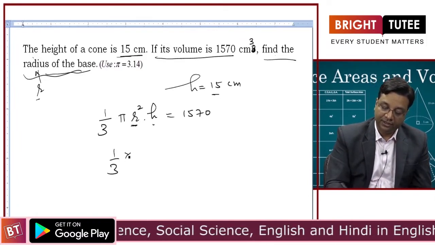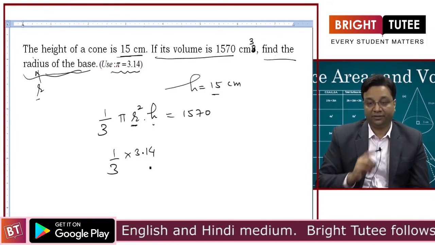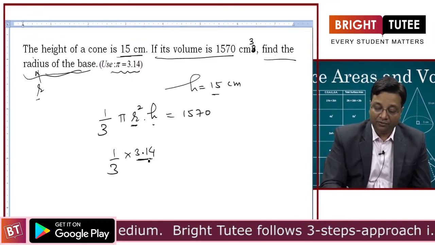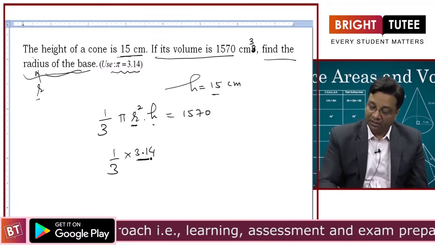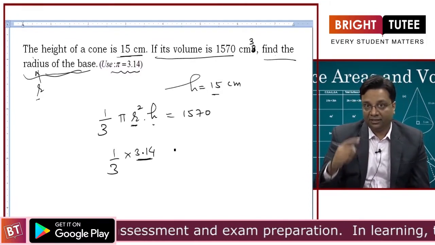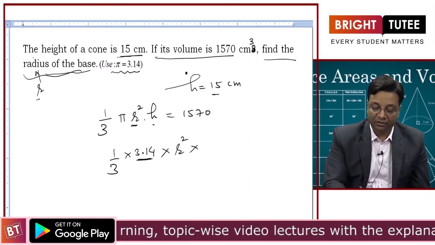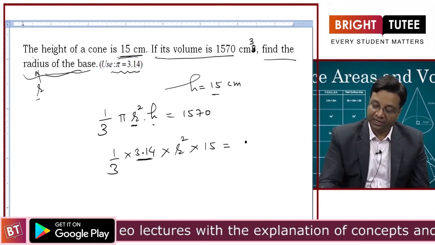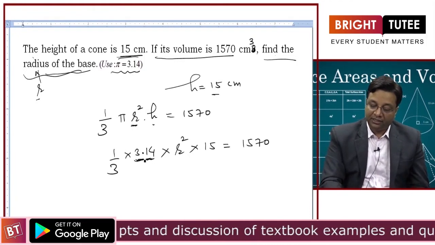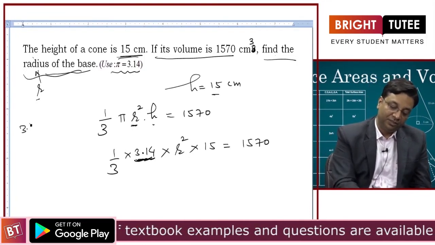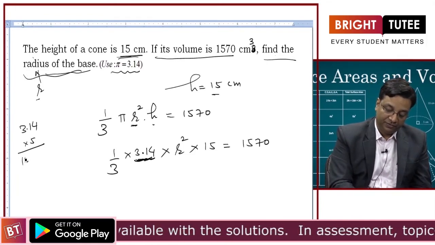1 by 3 pi we have to use as 3.14 in this. So, read the questions very, very carefully. Why? Because 3.14 will help us to make the calculations simple, right? I'll just tell you how it will make the calculation simple. First, let me write the r square and value of h here. So, it is 15 and it is equal to 1570. Now, if you look at it carefully, this when multiplied by 5, 3.14 into 5, what is the value? It is 15.7.